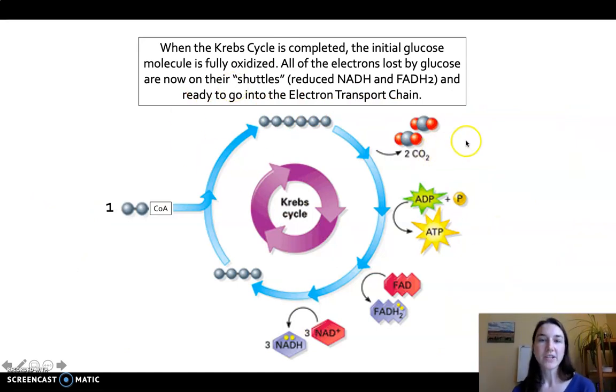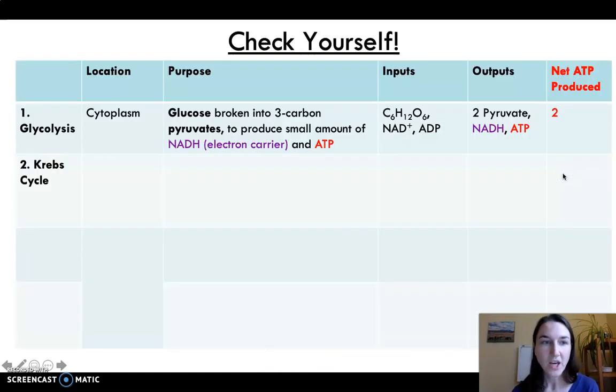So quick reminder, right? Krebs cycle, we have completely oxidized our glucose at this point. The carbons are released as CO2, and we have our electron carriers ready to go to the electron transport chain. Okay, take a moment on that table in the very last page of your notes to try to complete this second row for the Krebs cycle from memory. So pause the video and give that a try.